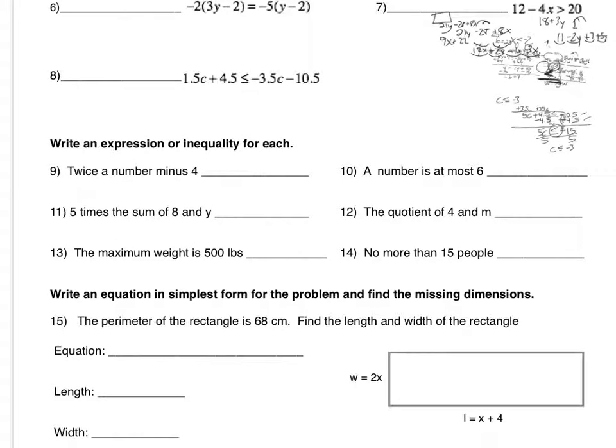For numbers 9 through 14, we're writing an expression or an inequality. Just remember to keep track of those words and know what each of them means. For number 9, twice a number, 2x, and then minus 4, 2x minus 4. Number 10, a number, x, is at most 6, so it can't be more than 6. It has to be less than or equal to 6.